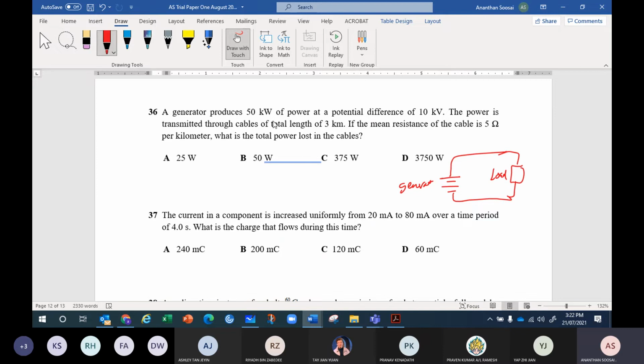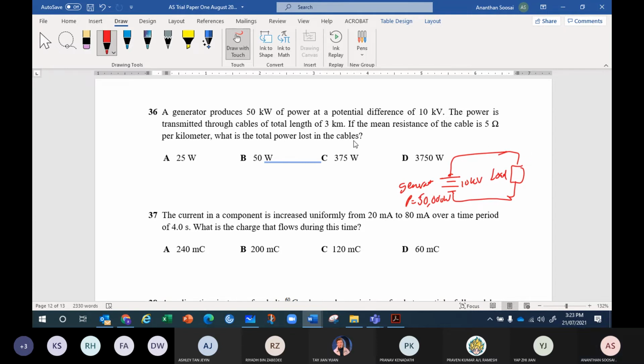The generator produces 50 kilowatts. The power of the generator is 50 kilowatts, 50,000 watts it produces, and the potential difference is 10 kilovolt. The potential difference from here to here is 10 kilovolt. That means, like an analogy, the battery has 10 kilovolts.